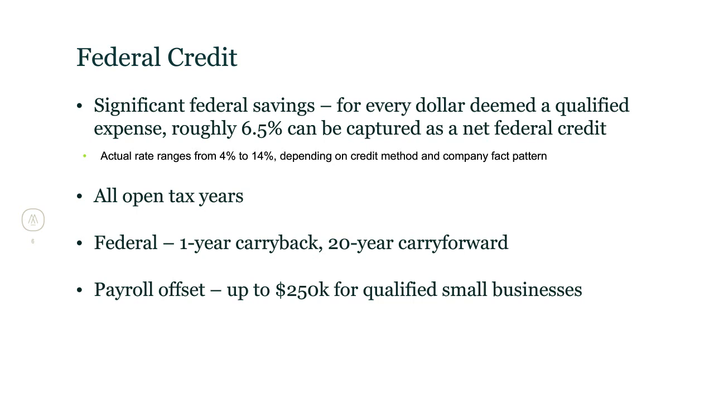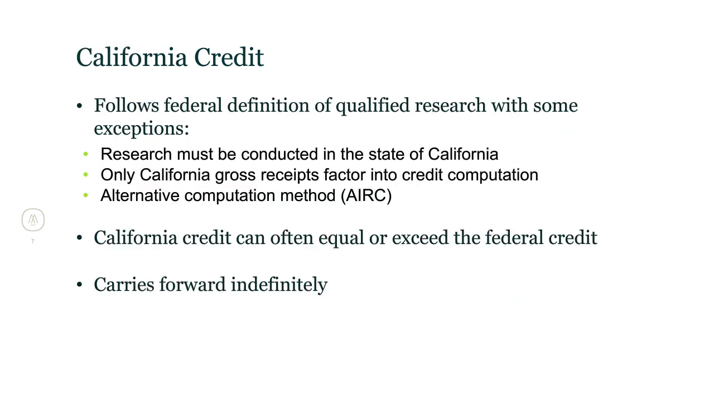So also, because we're here on the West Coast, I'm talking to you from California today, wanted to talk a little bit about the California credit. The California credit, for the most part, follows the federal rules, with a few exceptions, and one of those exceptions is that you must actually be performing the research within the state of California to qualify. Also, the California credit is pretty lucrative. What I like to tell people is that the California credit can be just as much as the federal credit, maybe even a little bit more. So that same 6.5% rule of thumb can apply here.